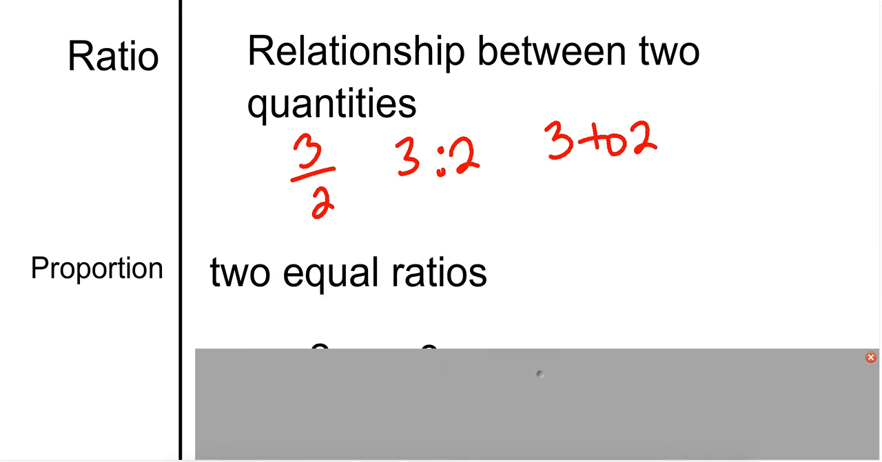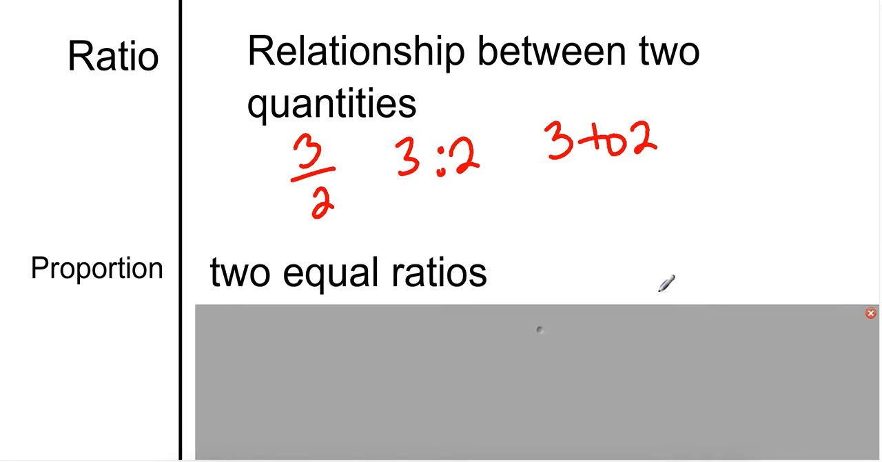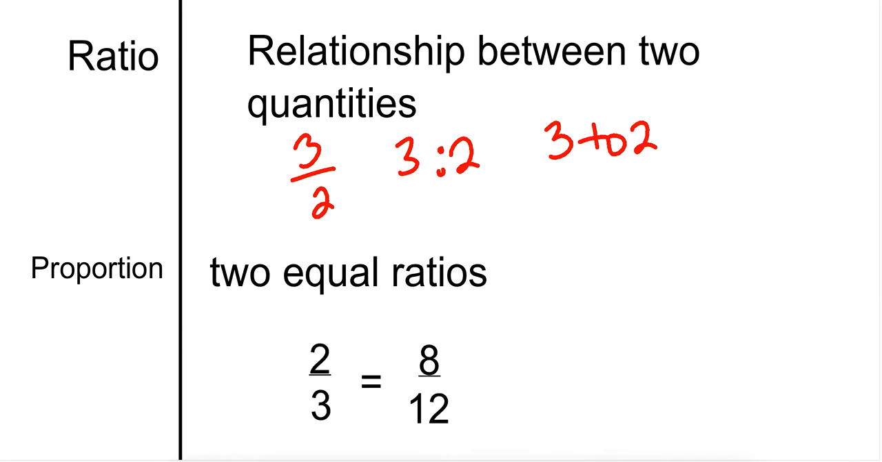A proportion then is two equal ratios. You know they're equal because they'll go up and down the same amount. For instance, how did I go from 3 to 12? I times by 4. So 2 times 4 is 8. So 2 to 3 is the same as 8 to 12.